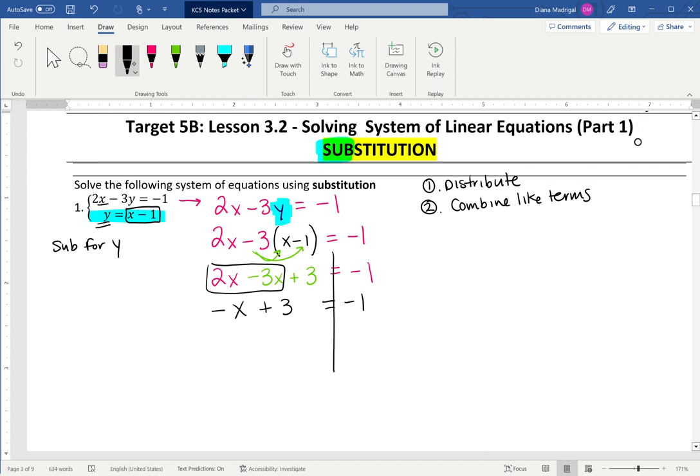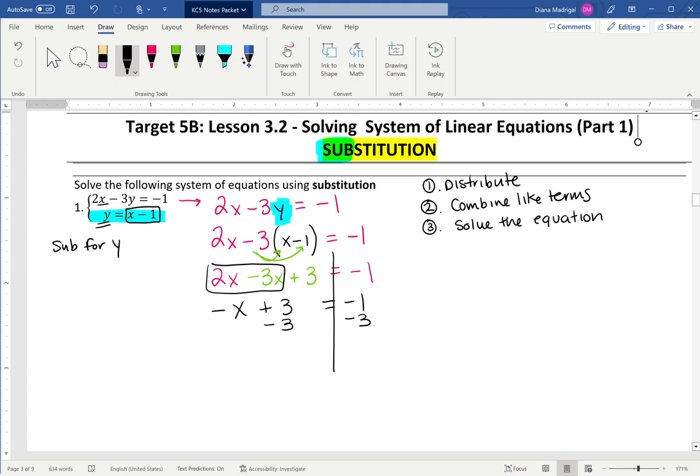Again, I didn't do anything to the 3, so I just bring it down. Didn't do anything to the negative 1, so just bring it down. All right, after I combine like terms, step 3 is to solve the equation. This is the part where you get rid of numbers by doing the opposite. So I need x by itself, so I'm going to get rid of 3. To get rid of 3, I'm going to subtract 3 from both sides.